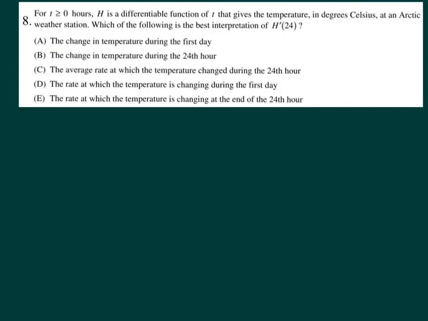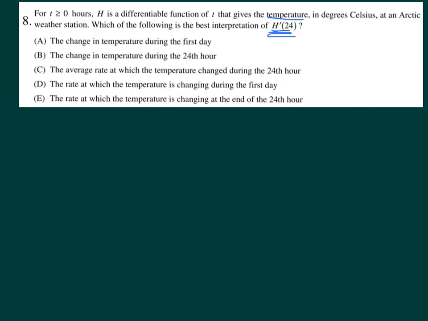Okay, the next one's also a pretty popular question. It's kind of wordy, and again, making sure that you understand the application of the derivative, the first derivative, in a real-world problem. It says for t is greater than or equal to 0 hours, h is a differentiable function of t that gives the temperature in degrees Celsius of an Arctic weather station. Which of the following is the best interpretation of h prime of 24?